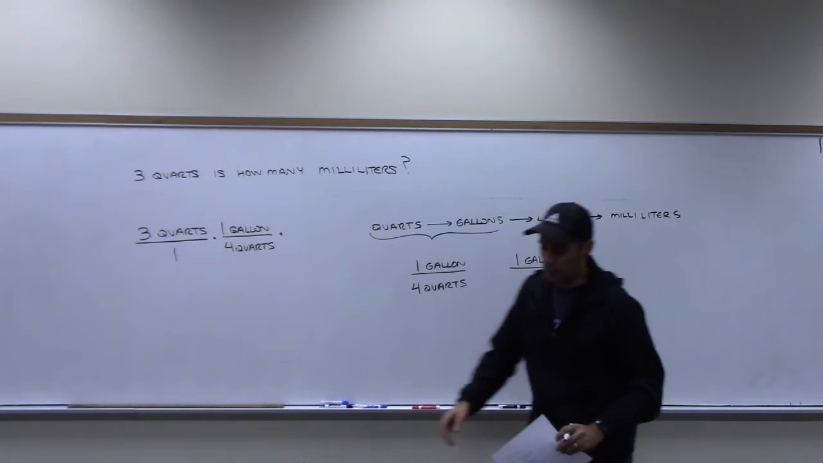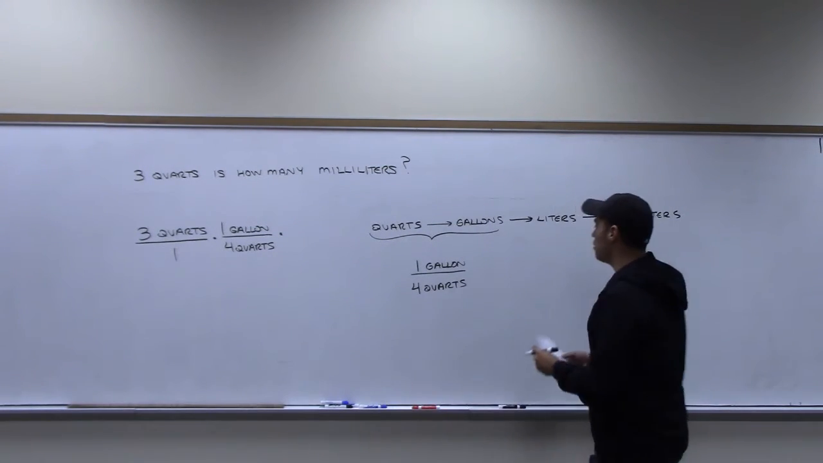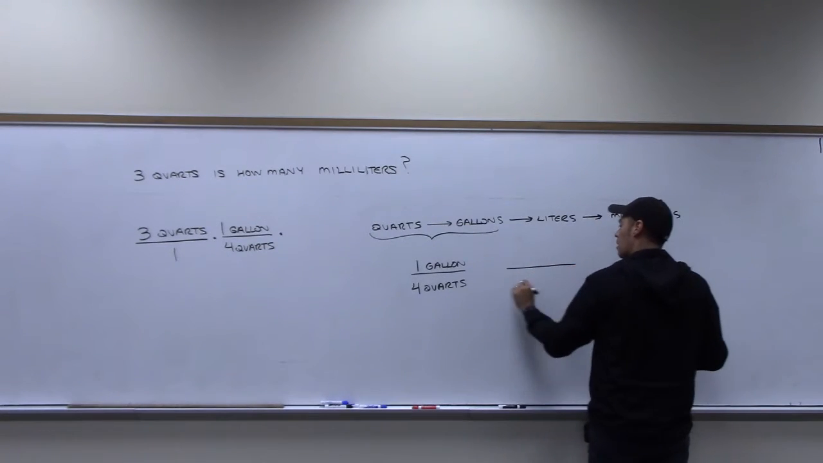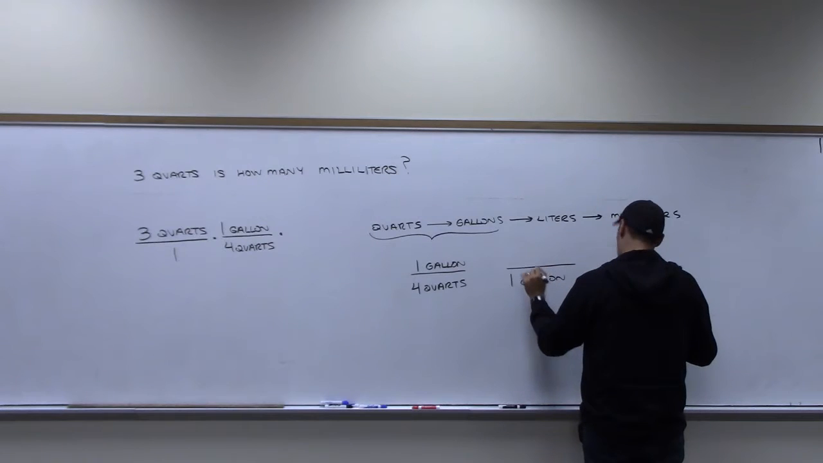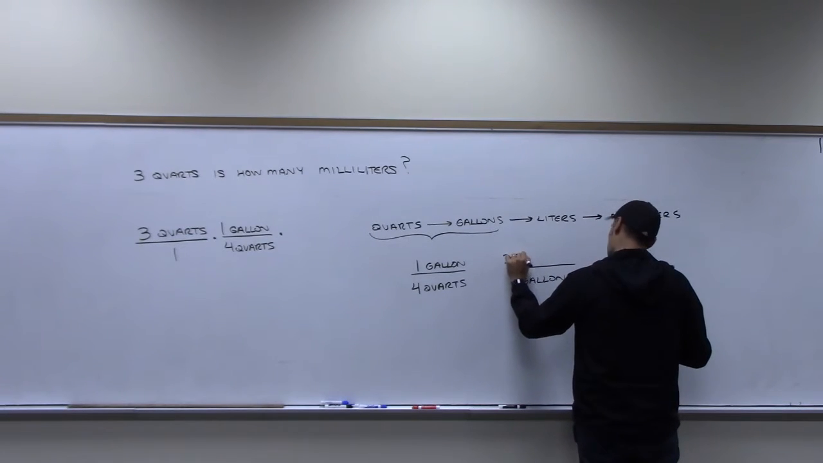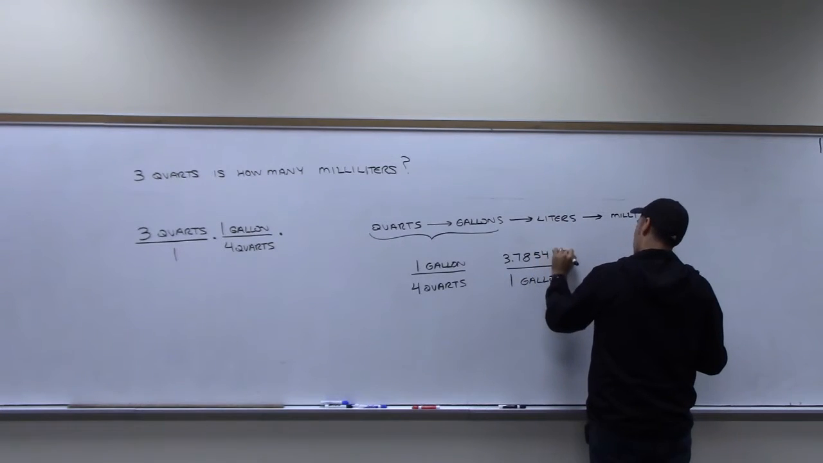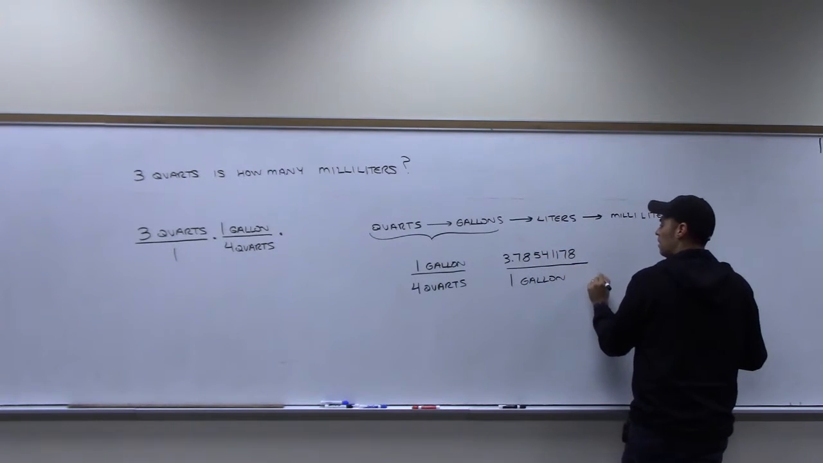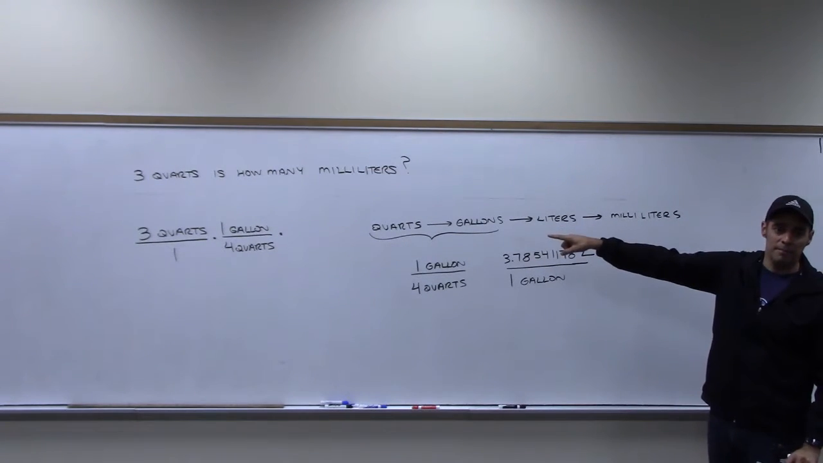yeah, sorry, wrong way. I put it exactly backwards from what I just said I was going to do. I want gallons on the bottom, right? 1 gallon. And on the top, I want 3.78541178. And that's what? Liters. I'm going to put L. So we can slap that in over there now, right?